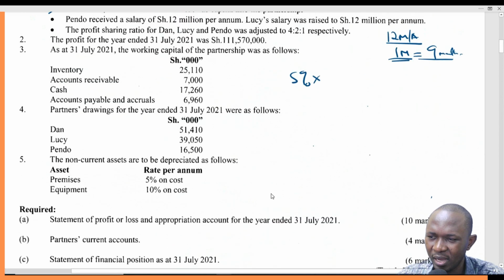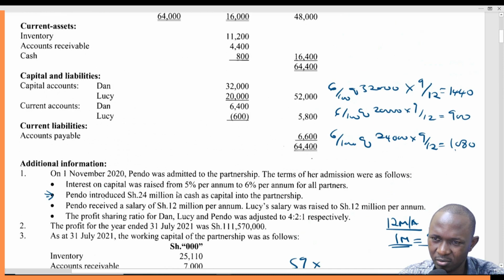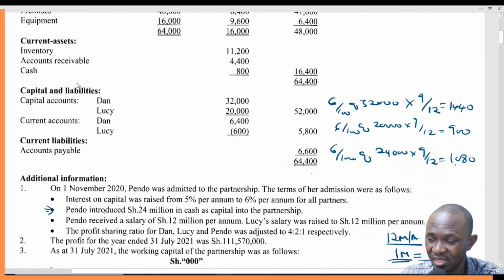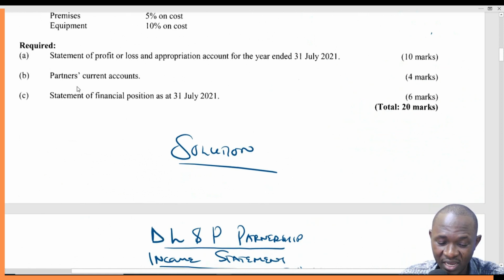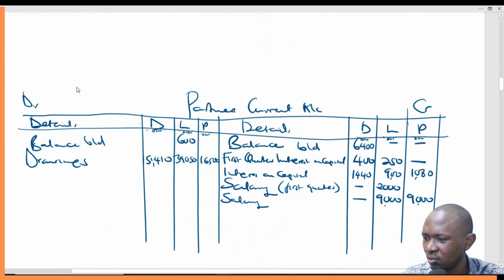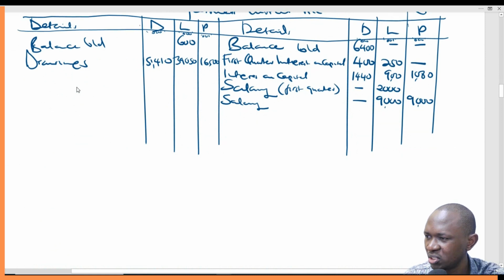Then where are we? We are here. Then the non-current assets are to be depreciated. That depreciation will affect the balance sheet. Current accounts, of course, this is where we started from. I'm just checking. We don't have any other thing. Now, if we don't have any other thing, then what is remaining for us to do is to simply share out these profits. We share out the profits.